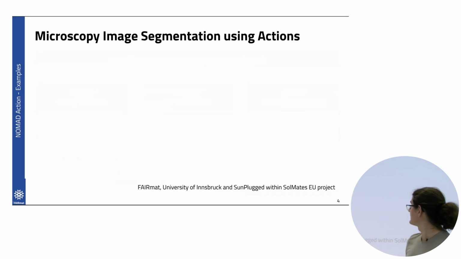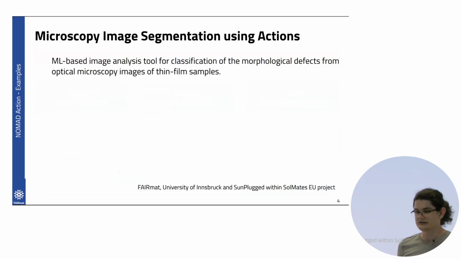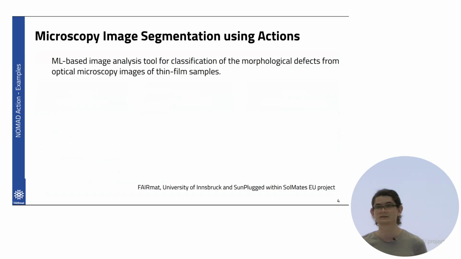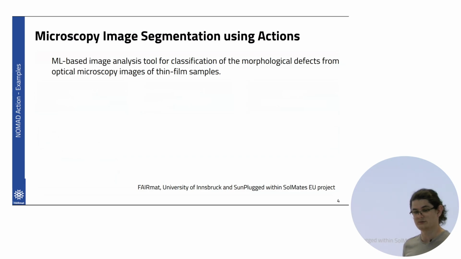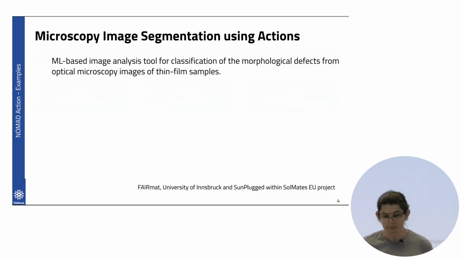The first example we would like to present is the microscopy image segmentation. That project was done together with the University of Ginzburg and Sunplugged. The idea is that there are thin film samples that we would like to analyze for morphological defects. We do that using a machine learning based image analysis tool, image segmentation.